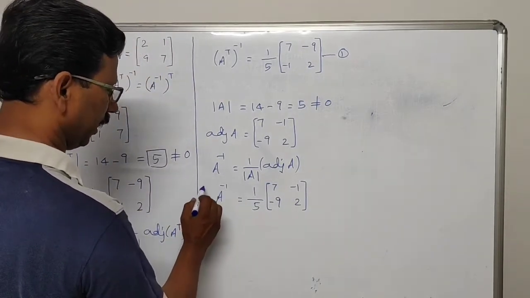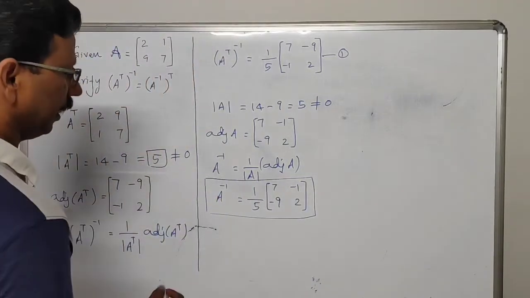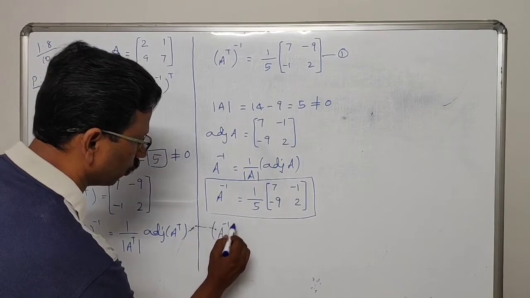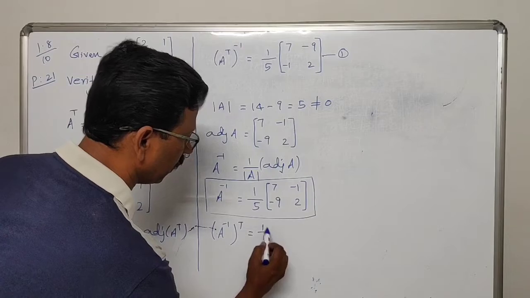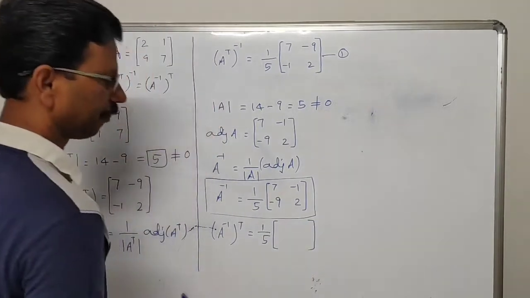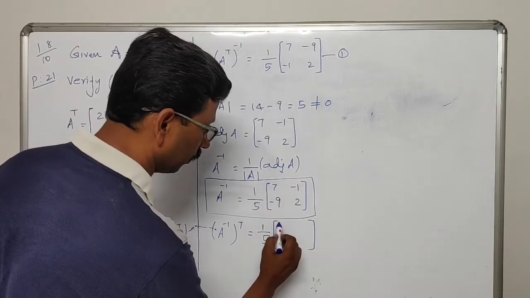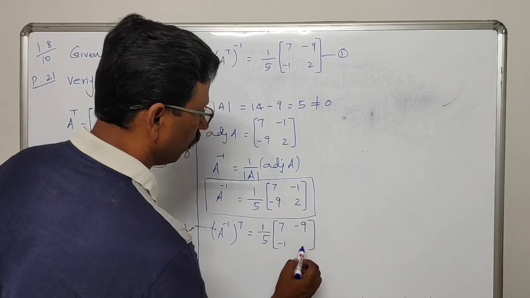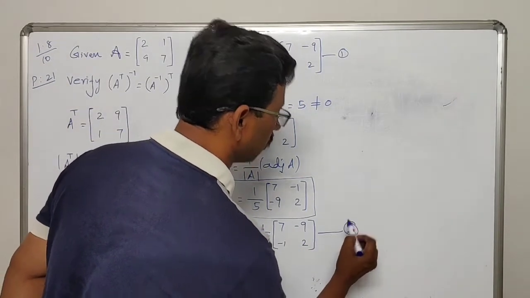For this A inverse we need to take the transpose, that is (A inverse) transpose. You can keep this 1 by 5 as it is, since it is a scalar. Then you have to take the transpose of the matrix: leave the first row as the first column, 7 minus 1, and the second row as the second column, minus 9 2. This is equation number 2.